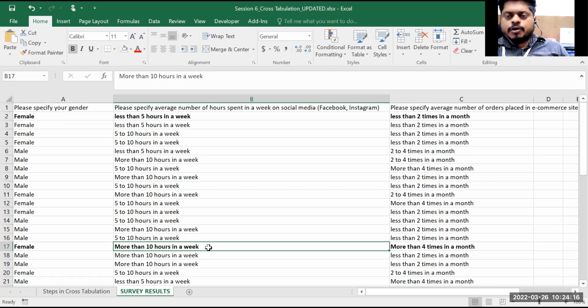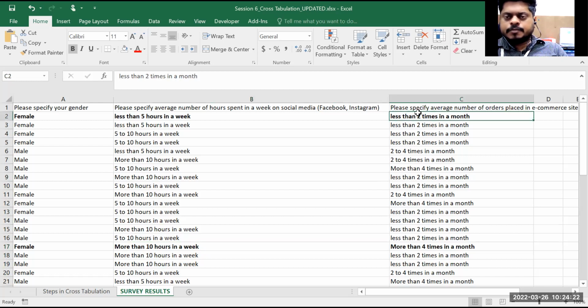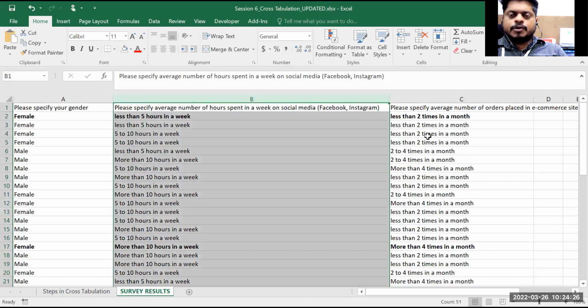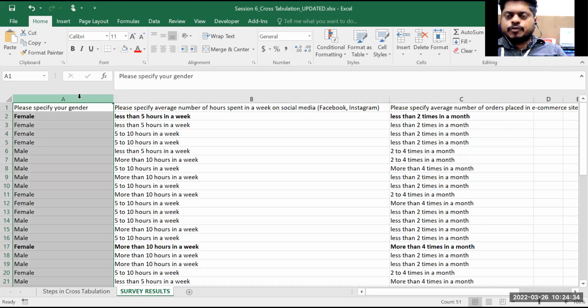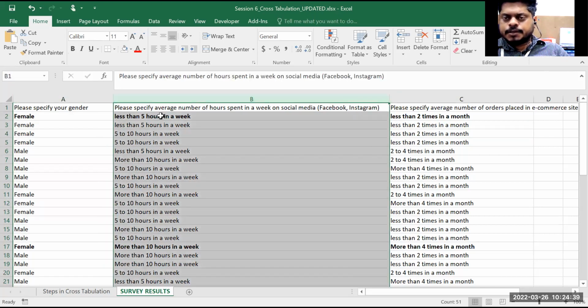So either nominal or ordinal, it is a categorical scale, right? Categorical variable. Same thing with your average number of orders, right? So let me try with only one variable, then we'll look into the other variable, so that you can take it as your homework and do it in the next class. So I have two variables. One is gender, a categorical variable. Another is also a categorical variable. So I have two categorical variables, right?